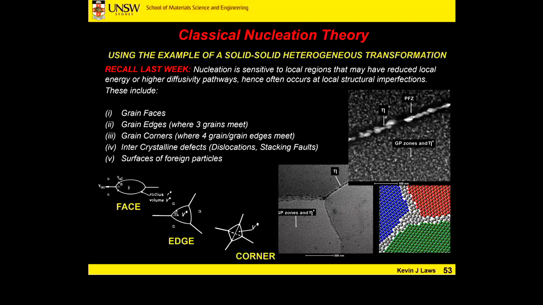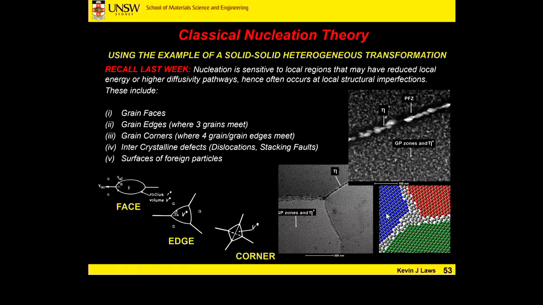So, using the example of this solid-to-solid heterogeneous transformation, moving away from a homogeneous transformation, something occurring in the middle of a grain, we spoke on Monday how having local structural defects or sites of higher energy can affect nucleation in a heterogeneous way. And we spoke about grain boundaries being the key place for this to occur because the structural energy at the grain boundary is high. We've essentially got a very disordered structure where 2-3 grains meet.